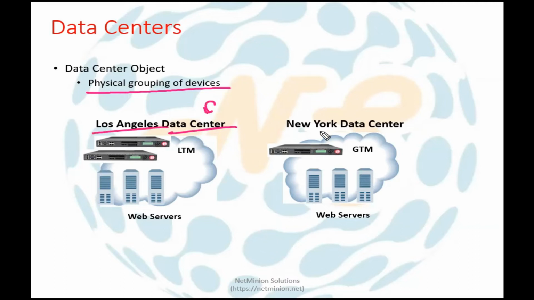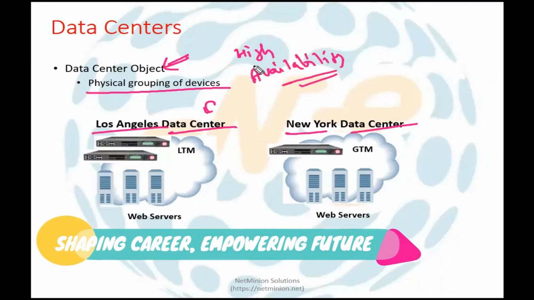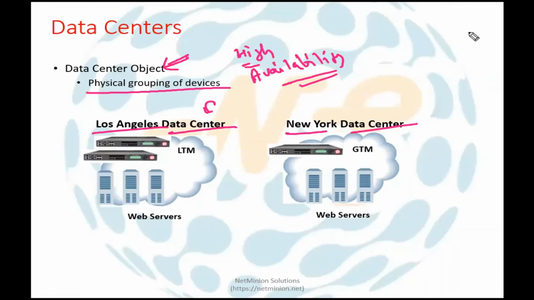Like here you can see Los Angeles and New York, there are two. A couple of services and applications which are located in the same location can come under the data center object. So data center configuration will allow Big IP DNS to understand the location of the service for the purpose of high availability. So it represents a group of services, in very layman terms.